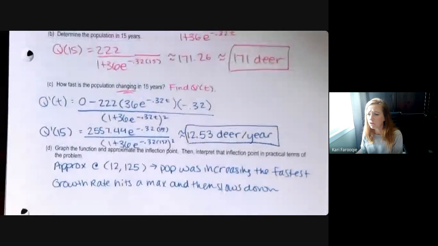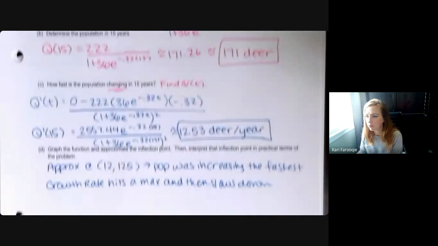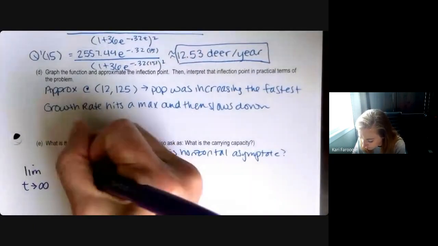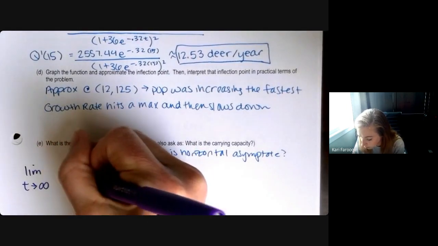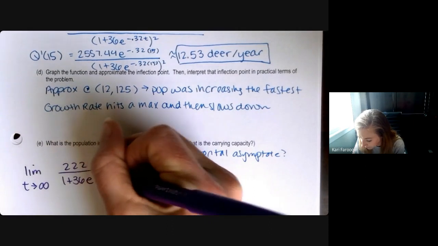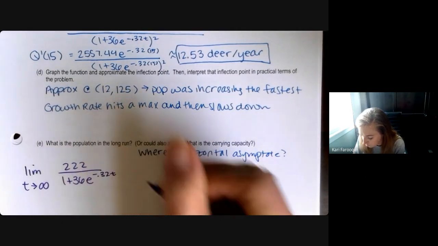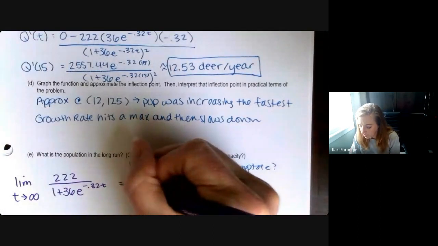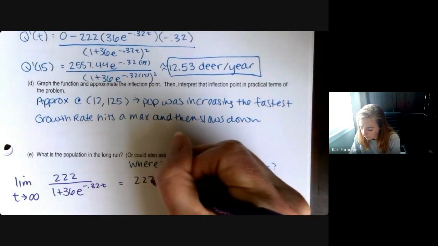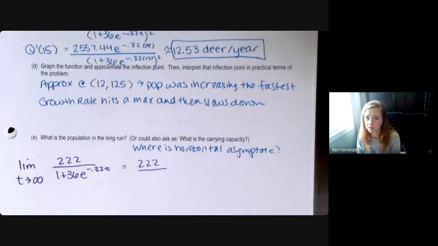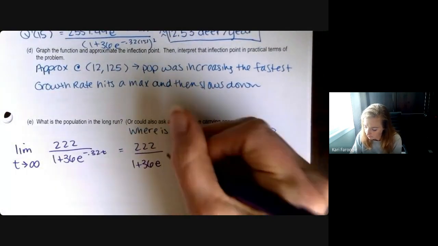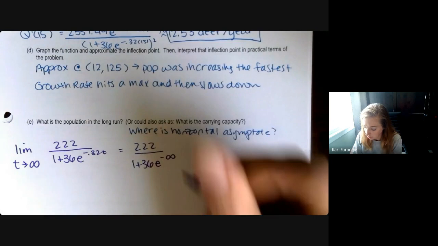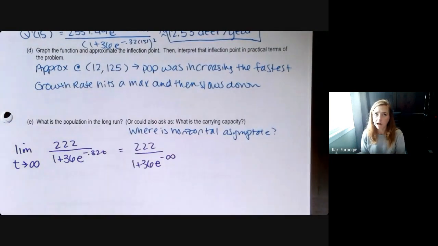Now our function was way up here, 222 over 1 plus 36e to the negative 0.32t. All right, so as t approaches infinity, I know it's been so long since we've looked at limits, we get 1 plus 36e to the negative infinity. Remember what happens as the exponent approaches negative infinity.